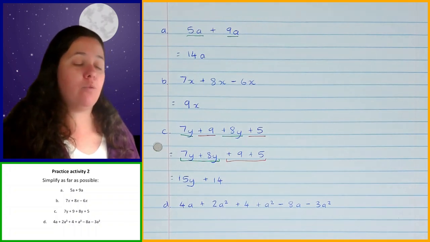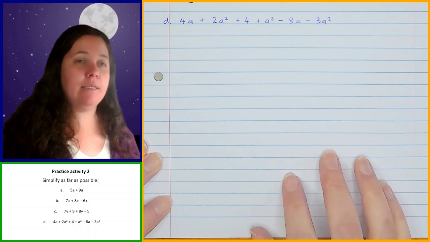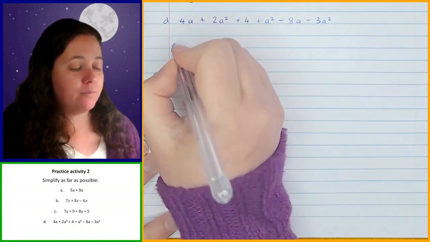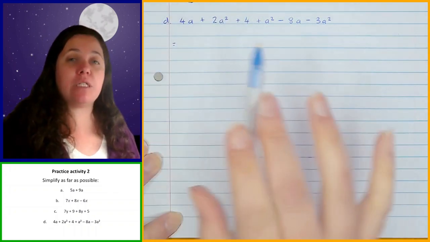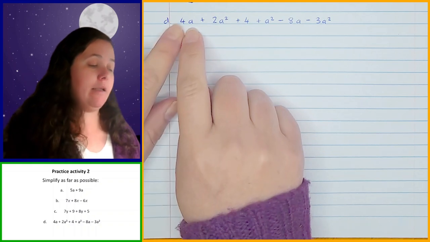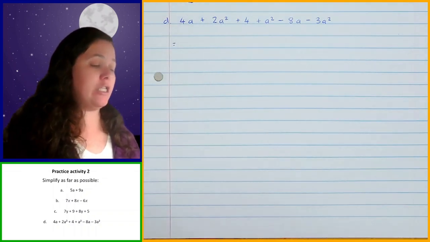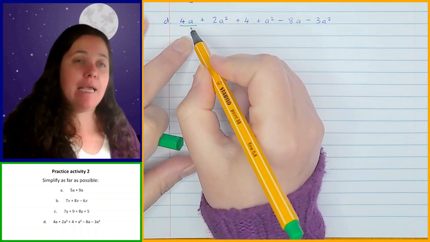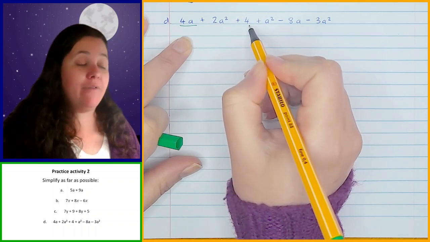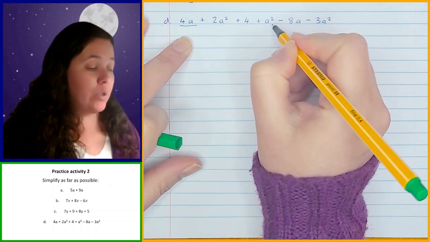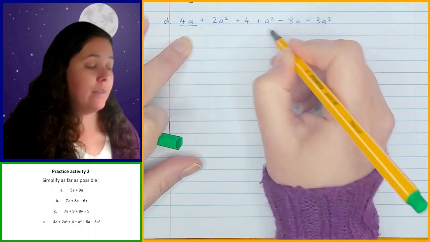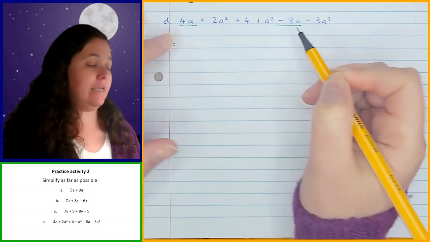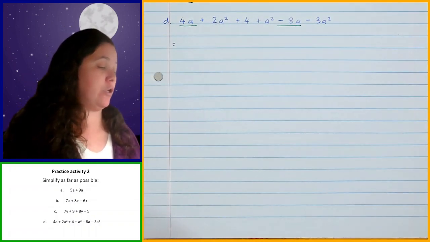And then the last question, we've got 4a plus 2a squared plus 4 plus a squared minus 8a minus 3a squared. First of all, I've got a few different types of terms here. Let's look at our first term. It is 4a. a squared is not the same as a, so it's not a like term. 4 doesn't even have an a, so it's not a like term. Then I've got a squared again, so that's not a like term with that one. Then I've got minus 8a, so that is a like term. So I've got 4a and minus 8a. And then I've got minus 3a squared, so it's not a like term again.